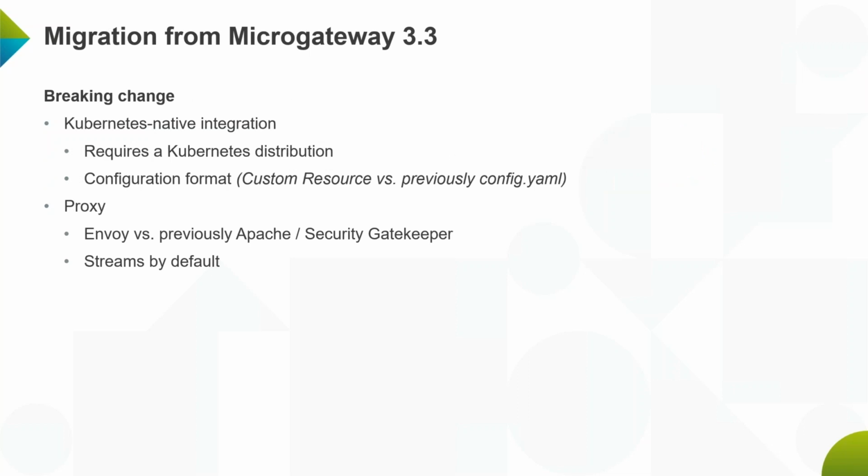If you come from Microgateway 3.3, how should you accomplish the migration? In general, the migration is breaking. We do have Kubernetes native integration right now, so it requires a Kubernetes distribution. The configuration format is different. So now we have these custom resource files and previously this config YAML file. The proxy is different as well. So now we do have Envoy and previously the Apache and Security Gatekeeper. So it means that there could be some differences in the behavior as well.